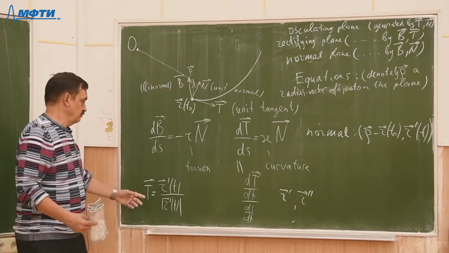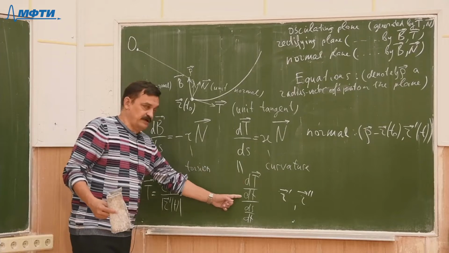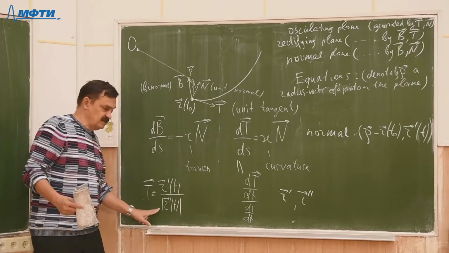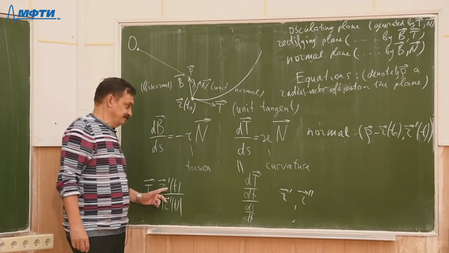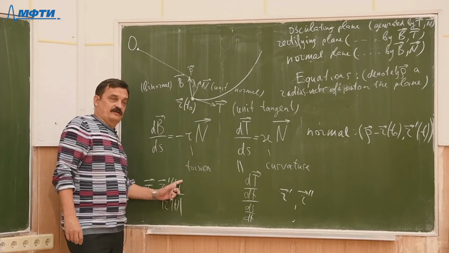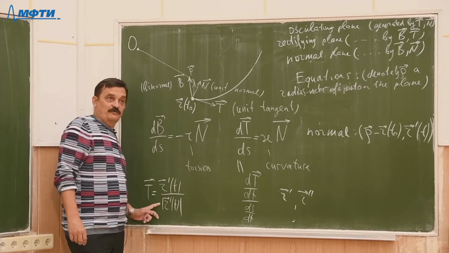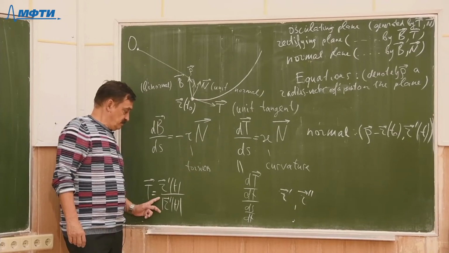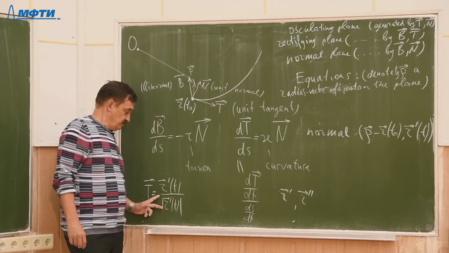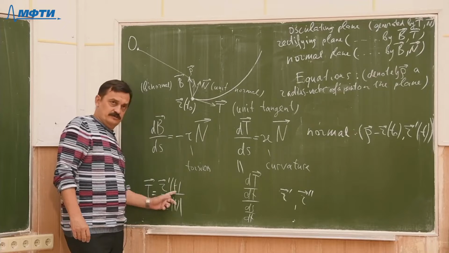Why? Because, look, if you differentiate with respect to t this expression, this fraction, right? So when we differentiate this ratio, what happens? As a derivative of a ratio, how will it be computed? You differentiate the numerator and multiply by some constant.